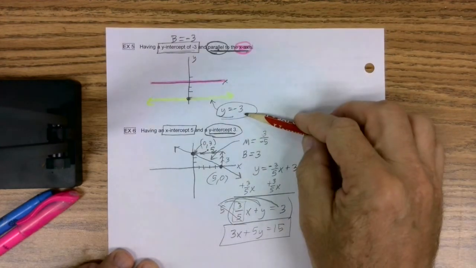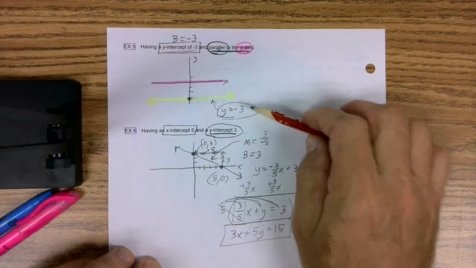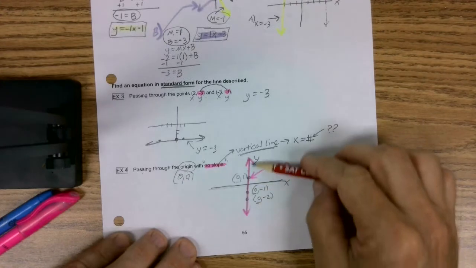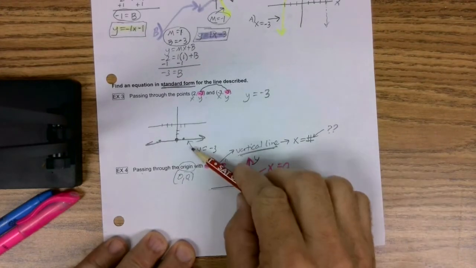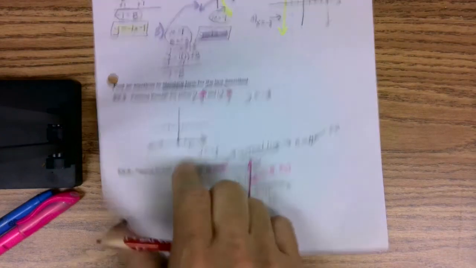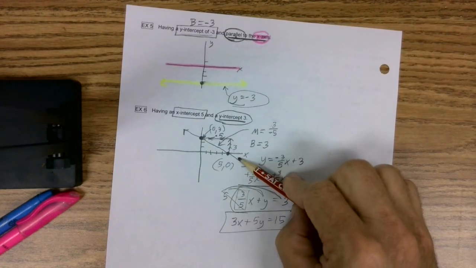Again, if it's a horizontal line, you don't need to worry about standard form. If it's a vertical line, you don't need to worry about standard form. It's the same thing here, horizontal line. So you can kind of ignore it. But if it's one of these, then you got to be on your guard.